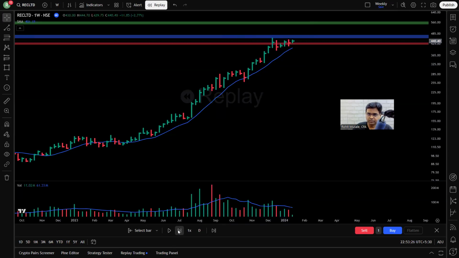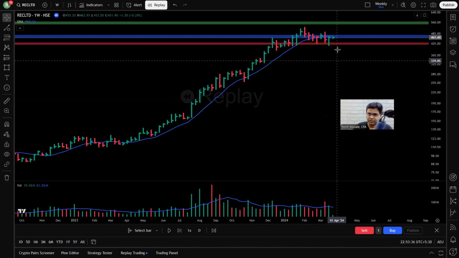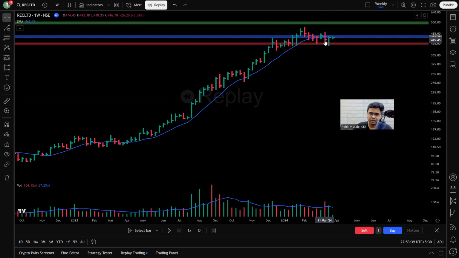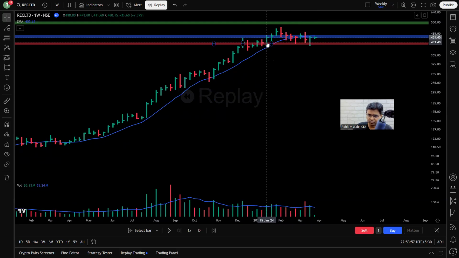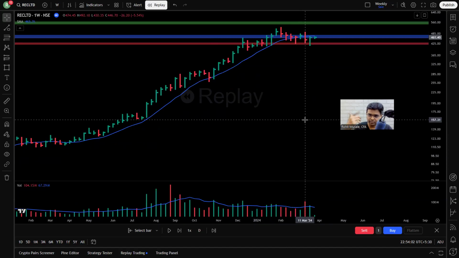Let's see what happens. I will move the week forward. Look what happened. See, did it close below the 10-week simple moving average? Yes. On these 4 weeks, did it close below the 10-week simple moving average? No. But see, after the breakout happened, this was the breakout week, right? That means you would have bought in this week, correct? In this week, you would have bought the stock. In this week, your stop loss would have been hit. Okay, that's what I'm trying to tell you.